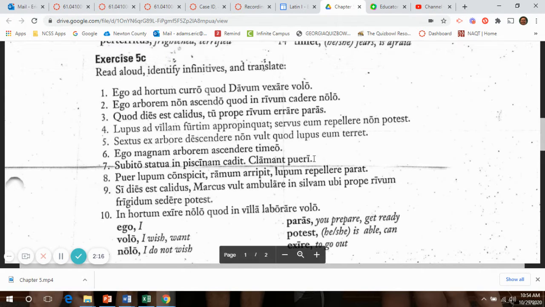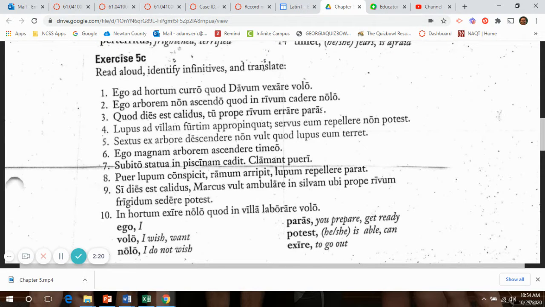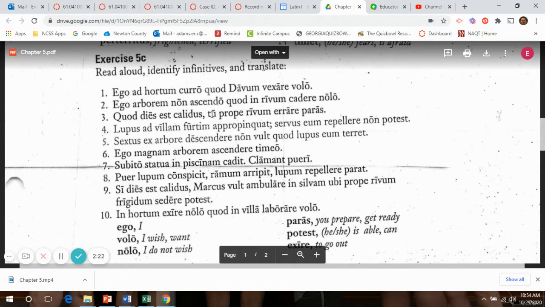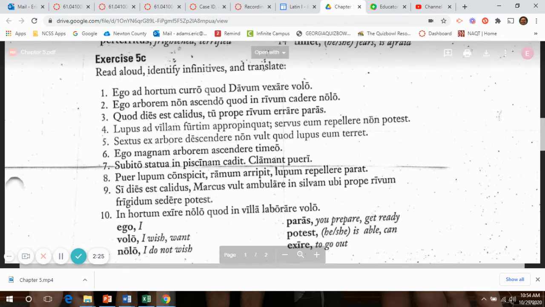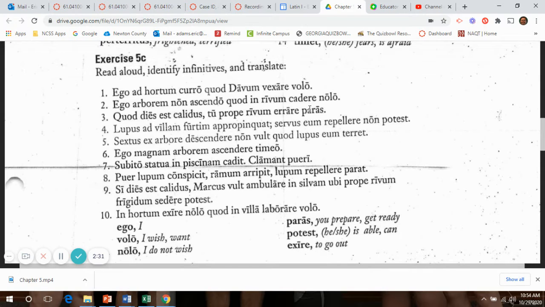tu, you, prepare. Paras, as you can see, is a new word for prepare. Again, it has an S ending. Because that verb has an S ending, we really don't even need the nominative subject to be expressed there because it's in the verb. So when it is there, it is merely emphasizing: you are preparing, you are getting ready, errare, to wander. Another infinitive, long ARE, prope rivum, near the stream.